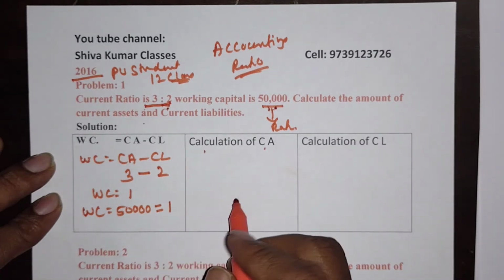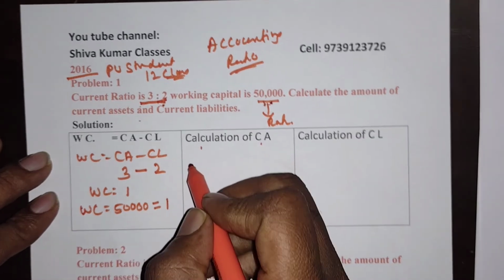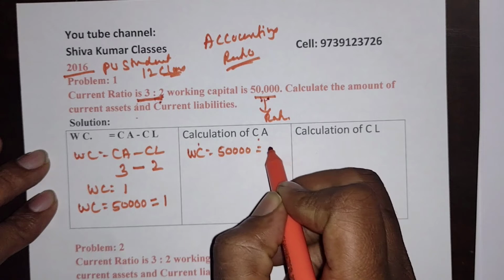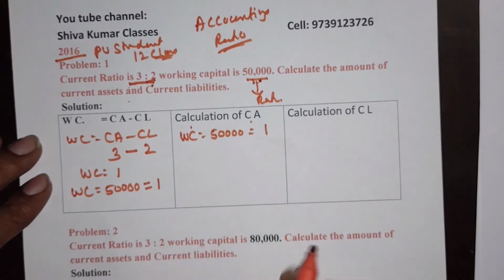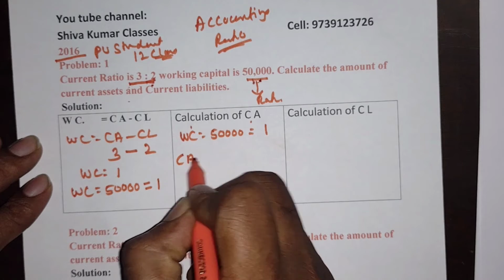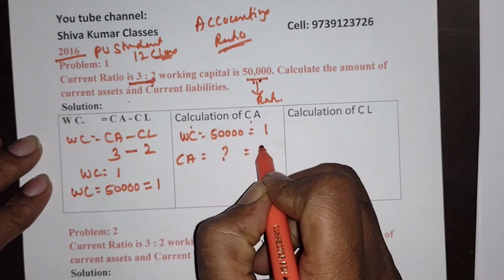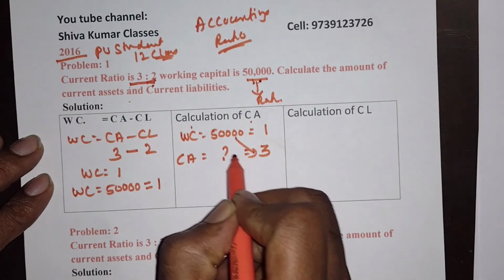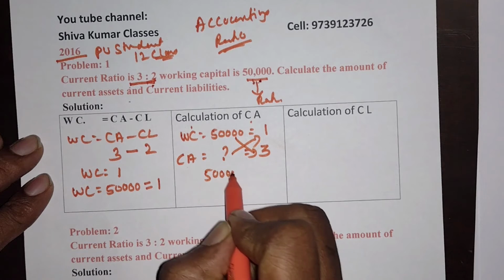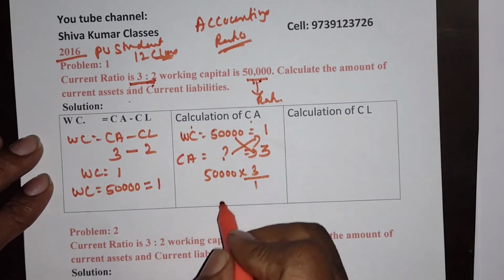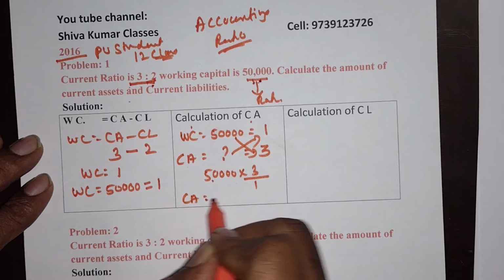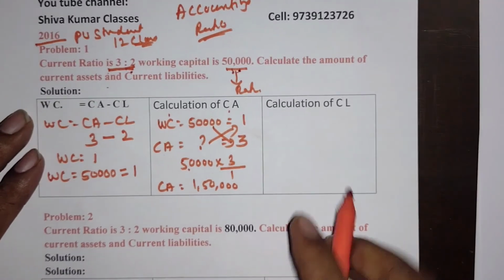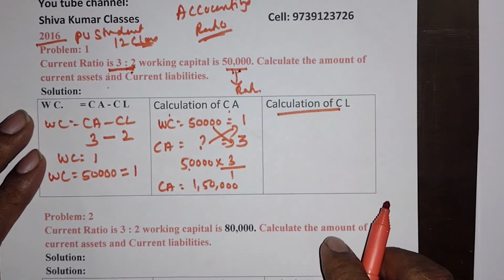So current asset, how we will calculate: working capital is equal to 50,000 in terms of rupees, 1 in terms of ratio. Go for cross multiplication. Current asset in terms of amount we don't know, but in terms of ratio it is 3. Just cross multiplication: 50,000 into 3 divided by 1. 50,000 into 3, current asset is equal to 1,50,000.